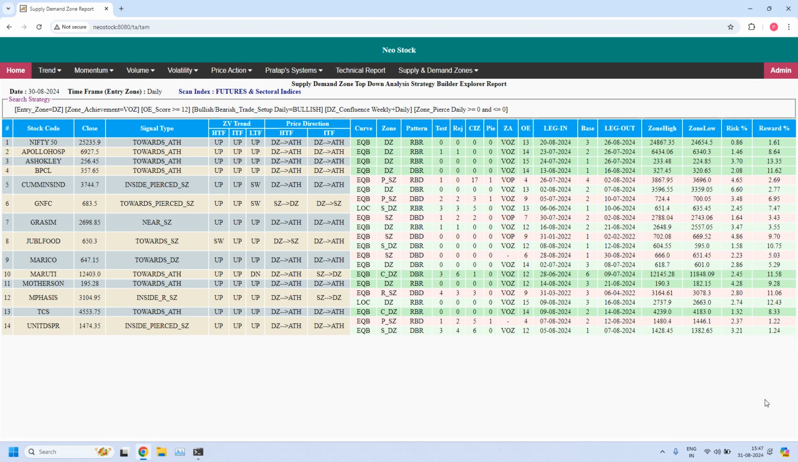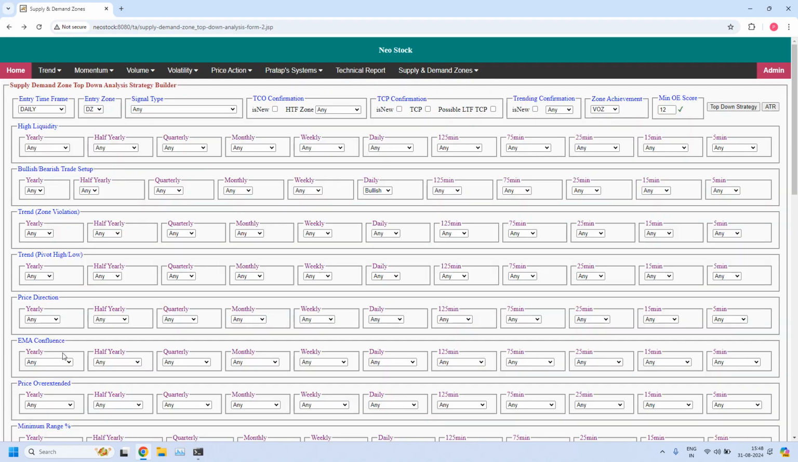And if we want to add further, higher probability, let's look for EMA confluence also, because the ITF zone is having an uptrend. That is, the ITF zone is a weekly zone. So let's look into weekly EMA confluence. How many of these stocks are having weekly EMA confluence? So let's add the EMA filter.